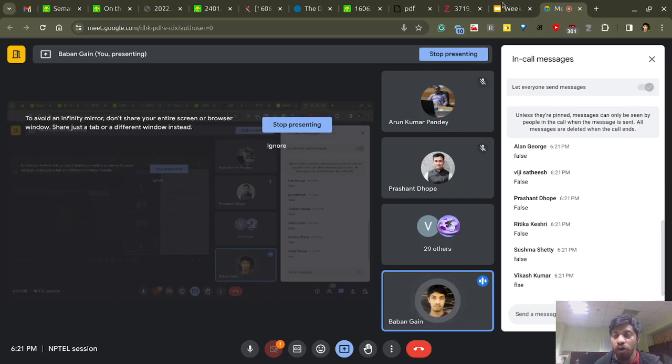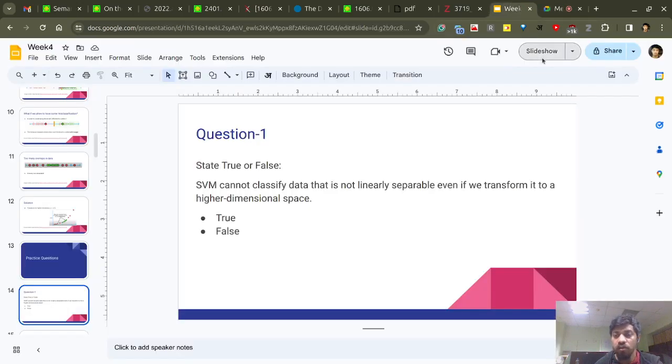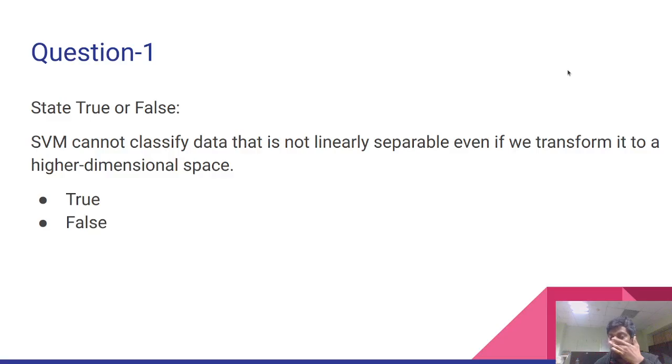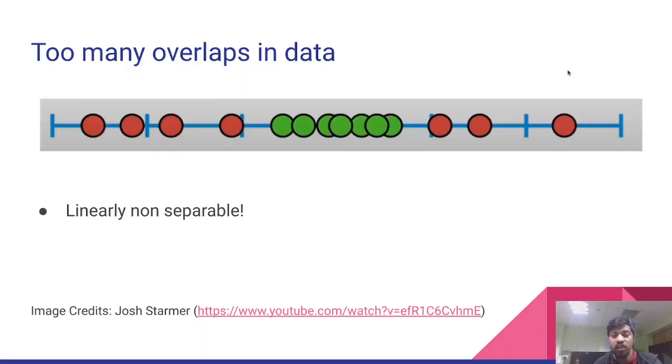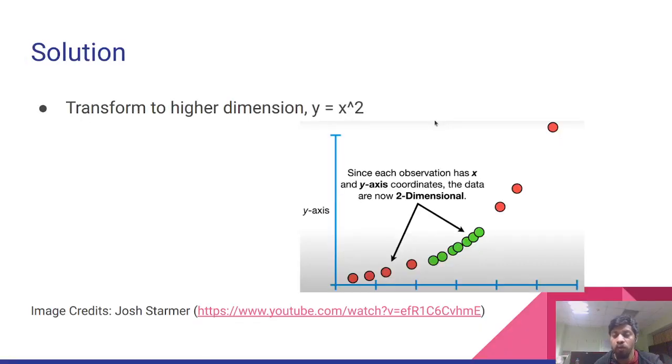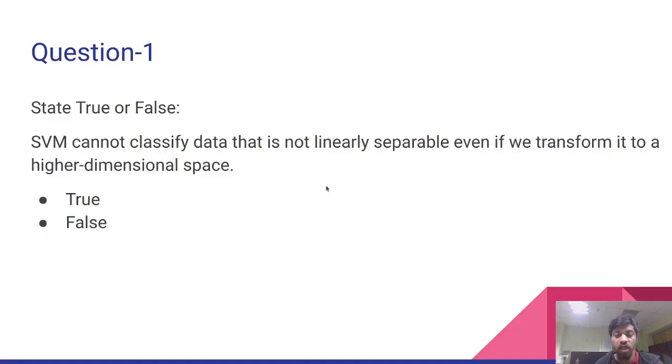I discussed just now that if it is not separable, but when we convert to a higher dimension, we are able to separate it, right? But the statement says that it cannot be done. In the previous slide, I showed that yes, it can be done. So this is false.